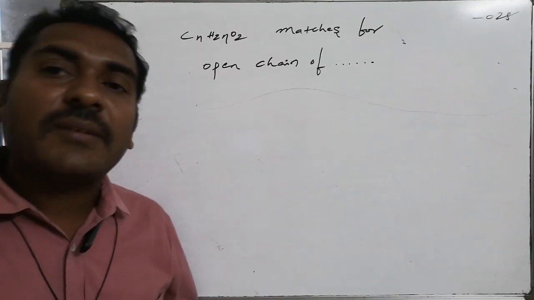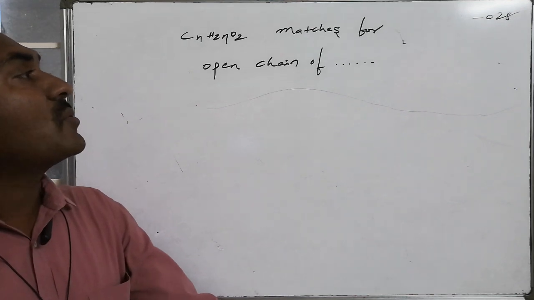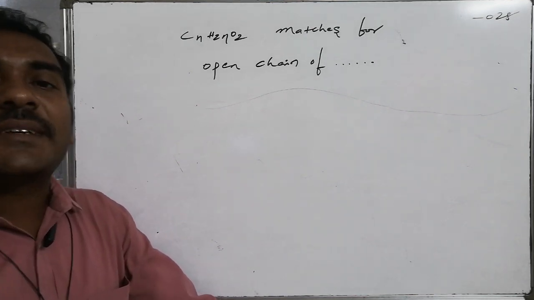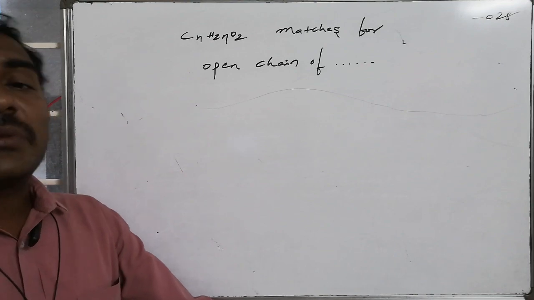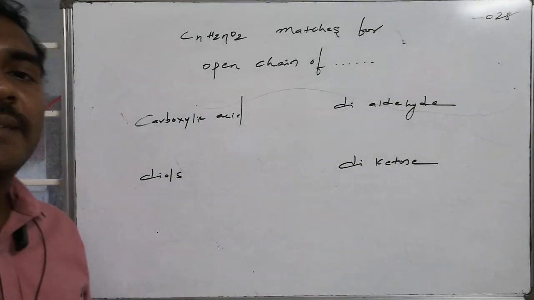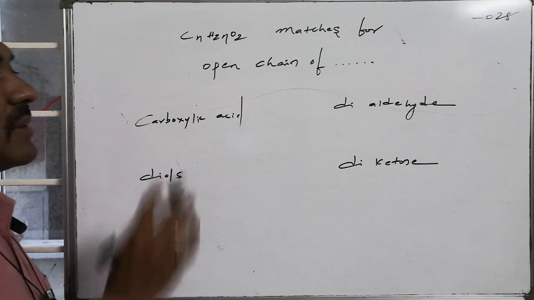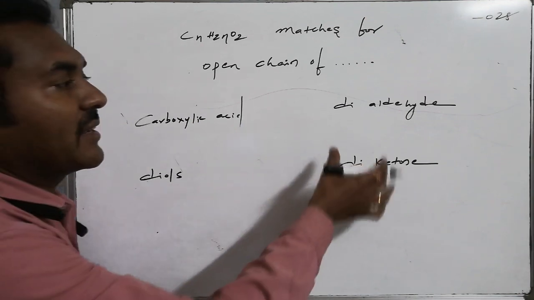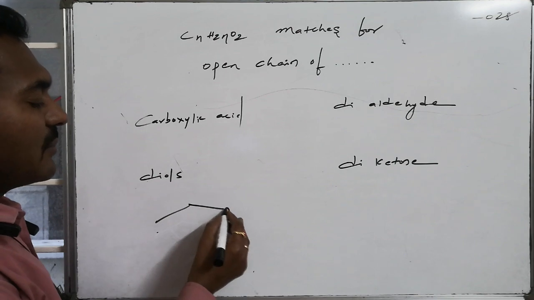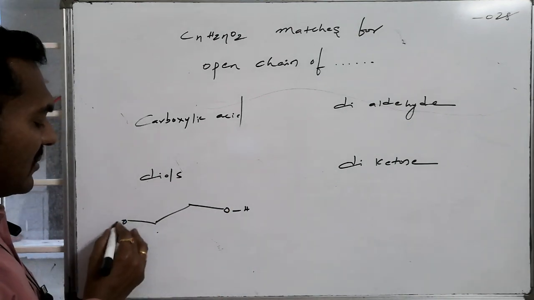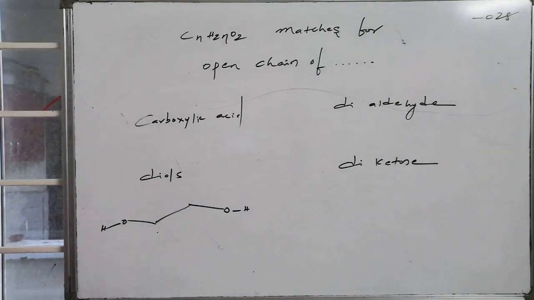A question is asked like this: CnH2nO2 matches an open chain compound of which of the following? The options are carboxylic acid, diols, diketones, and dialdehydes. A minimum diol is written like this, and it doesn't have any unsaturation.